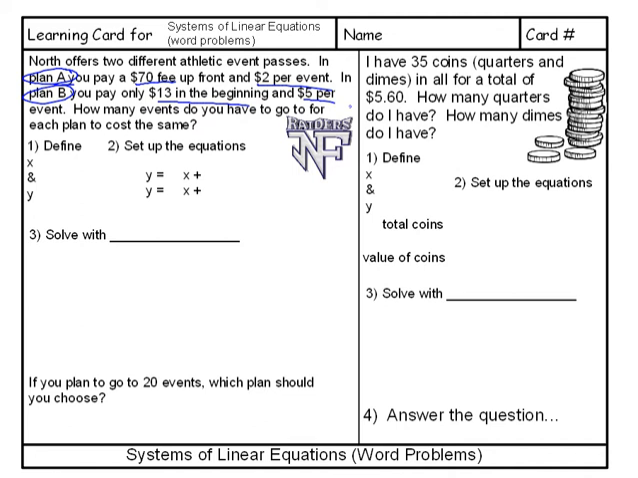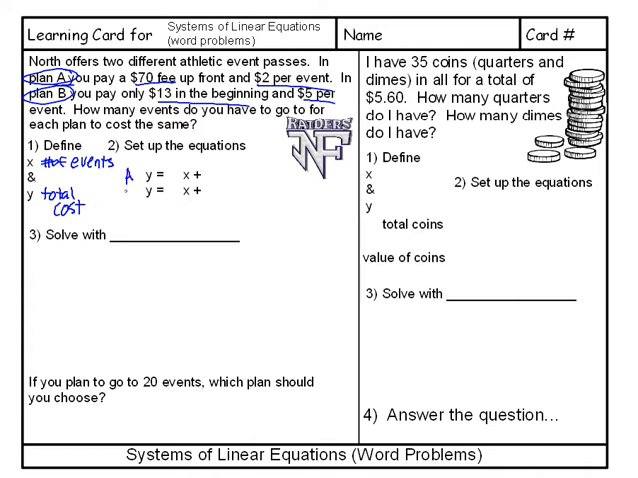One critical step in all of this is to define our variables. X, in this case, is going to be the number of events, and Y is going to be my total cost of going to events, including the upfront fee and the per event cost.